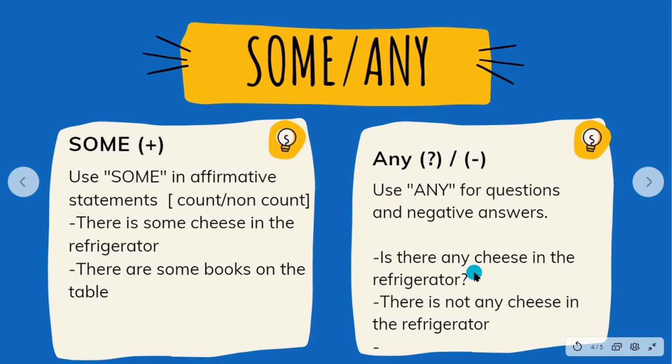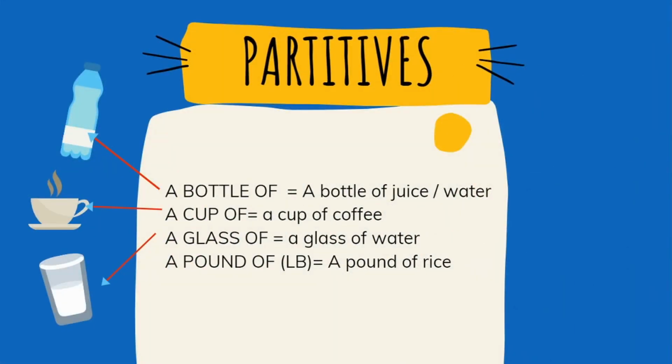Let's see what else we have. Our last slide here is about partitives. And what are partitives? They are mainly phrases that we use to quantify, mainly non-count nouns. Remember, we said nouns like juice, water, cheese, coffee, rice are non-count nouns, so we cannot count them. We cannot put a number before them. So we have to use partitives to quantify them, to say the amount or the quantity of those that we have or we need.